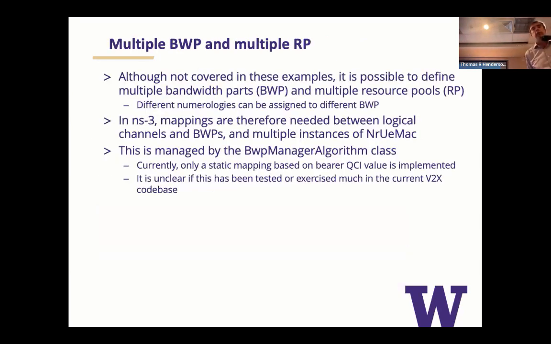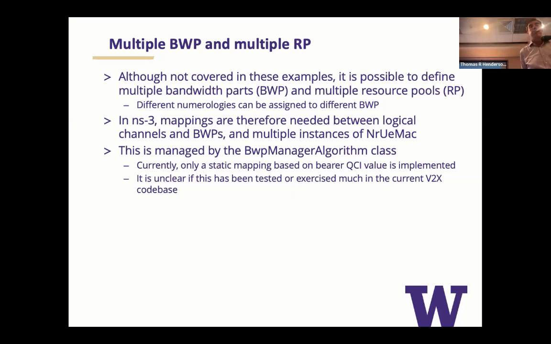The standard talks about multiple bandwidth parts and multiple resource pools. It's not covered today, but it is possible to define multiple bandwidth parts and multiple resource pools in the simulator. You could also assign different numerologies to the different bandwidth parts. That would be one of the rationales for doing this, because you might want to offer different latency performance based on the configuration of the numerology. But in all the examples we've been looking at, we've just been using a single bandwidth part and a single resource pool.